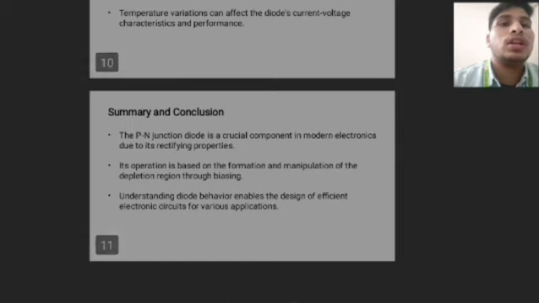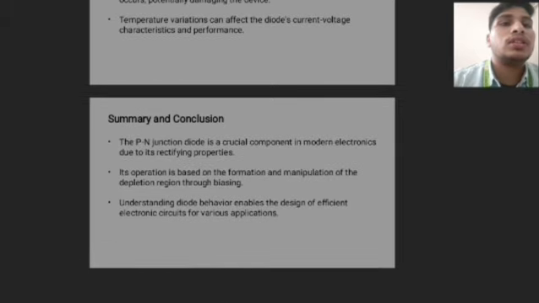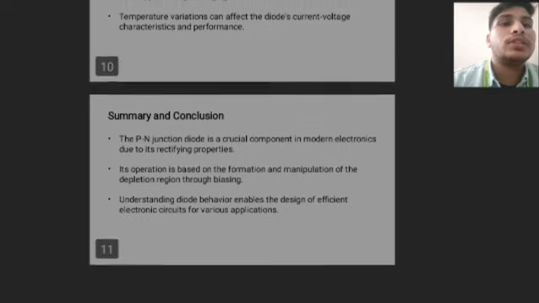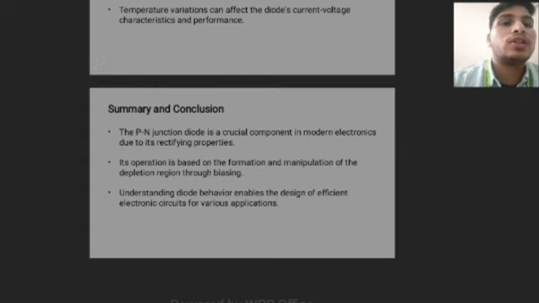Summary and conclusion. The PN junction diode is a crucial component in modern electronics due to its rectifying properties. Its operation is based on the formation and manipulation of the depletion region through biasing. Understanding diode behavior enables the design of effective electronic circuits for various applications.